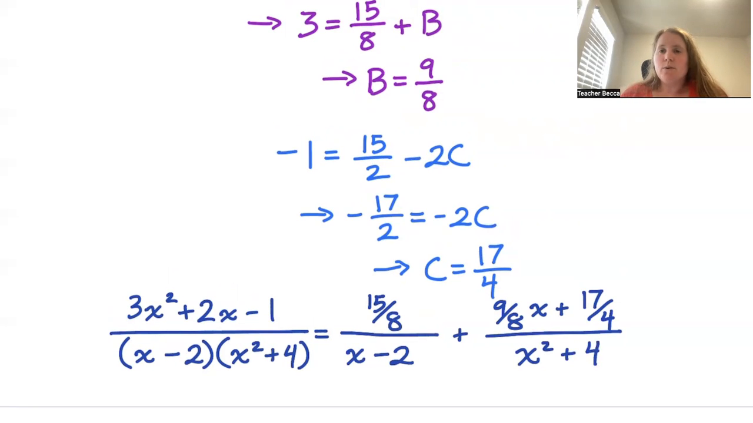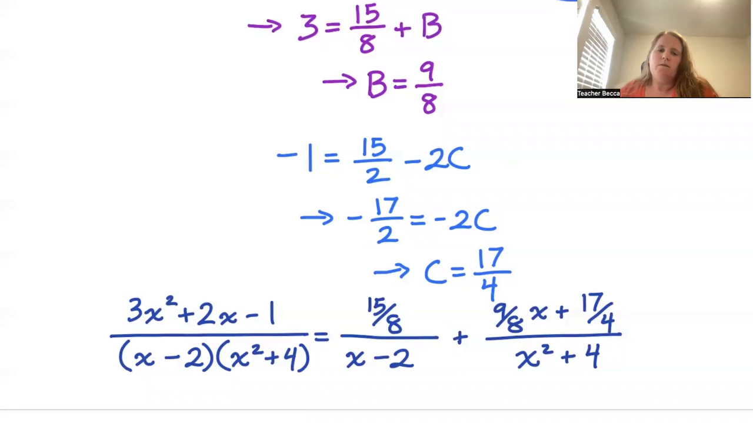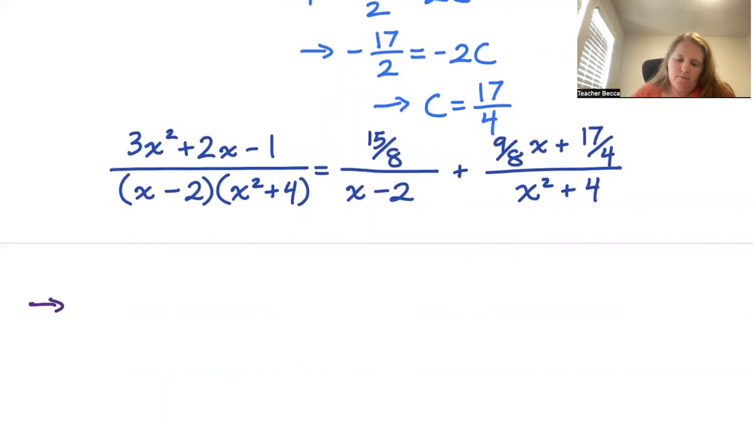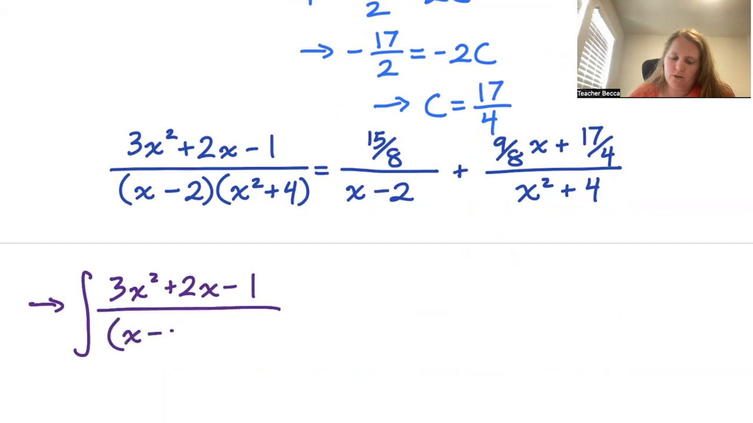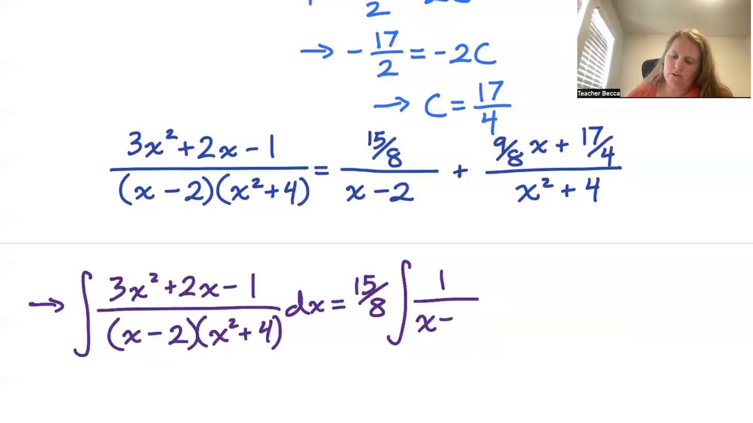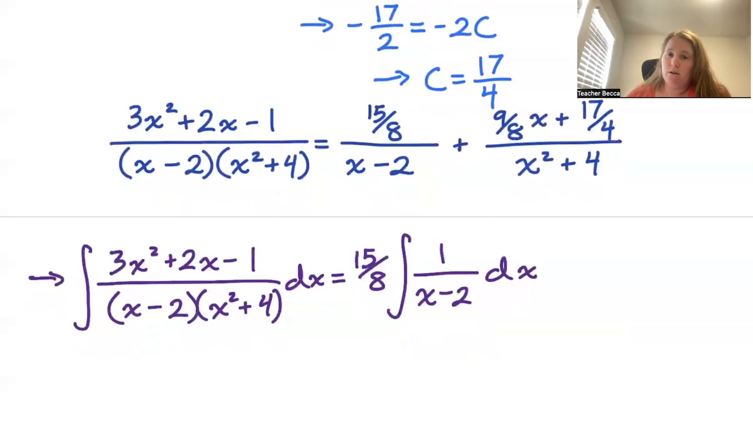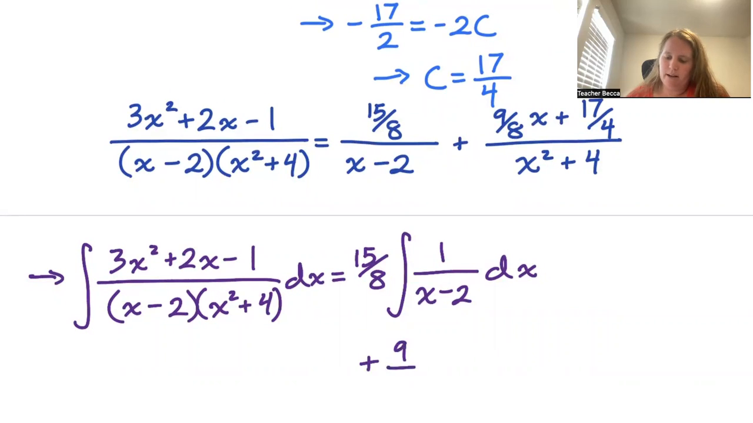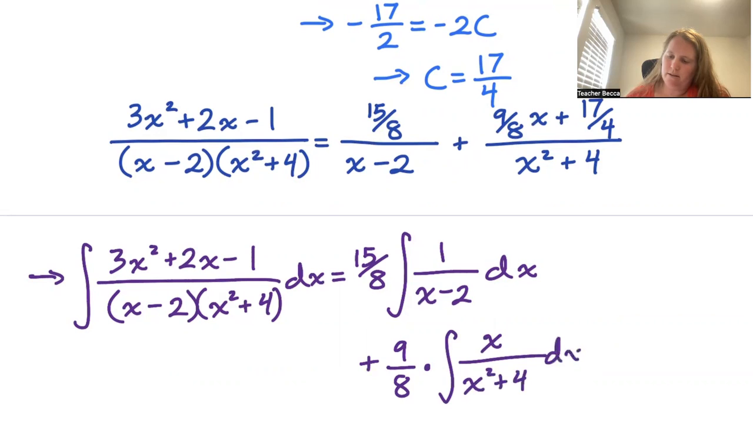At this point, we can switch back to our integral. So continuing on from here, we have our integral of 3x squared plus 2x minus 1 over x minus 2 times x squared plus 4 dx is equal to 15/8 times the integral of 1 over x minus 2 dx plus, I'm going to write this as two separate ones, 9/8 times the integral of x over x squared plus 4 dx plus 17/4 times the integral of 1 over x squared plus 4 dx.